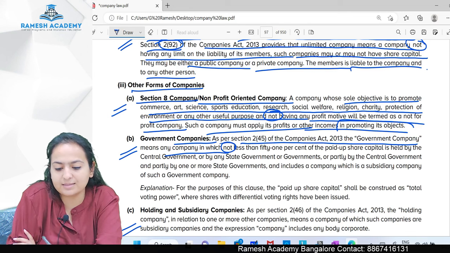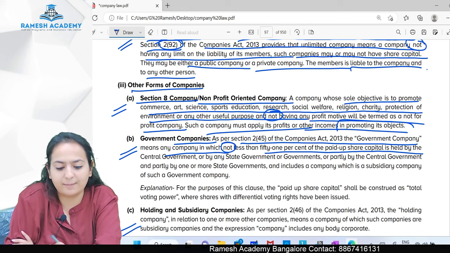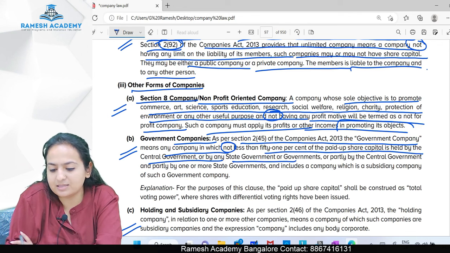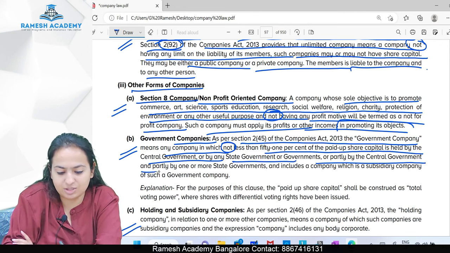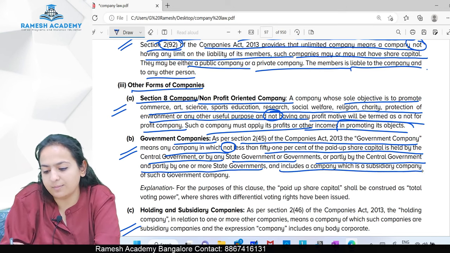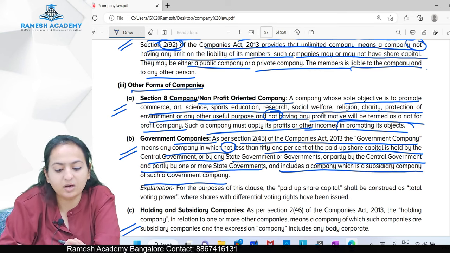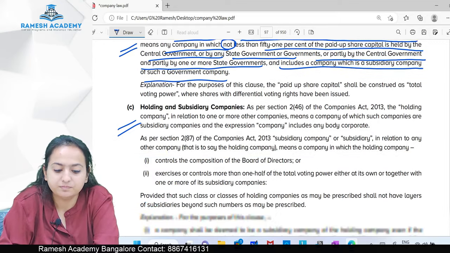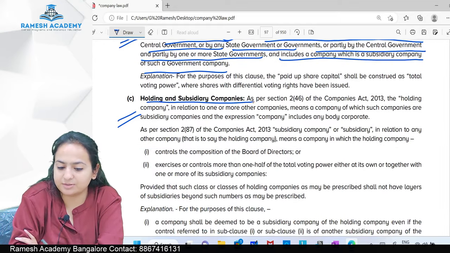Government company, as per Section 2 subsection 45 of the Companies Act, means a company in which not less than 50% of the paid-up share capital is held by the Central Government, or by one or more State Governments, or partly by the Central Government and partly by one or more State Governments, and includes a company which is a subsidiary company of the government company. Okay. Next is the holding and subsidiary company.